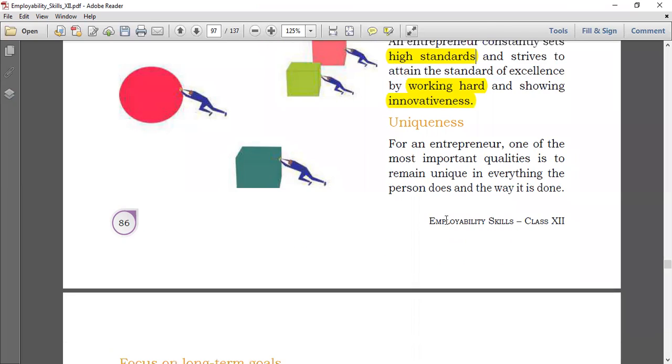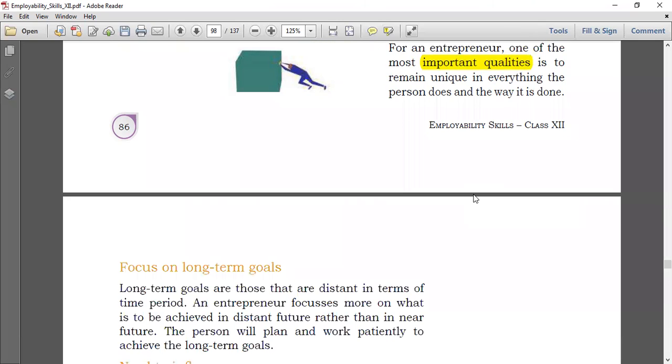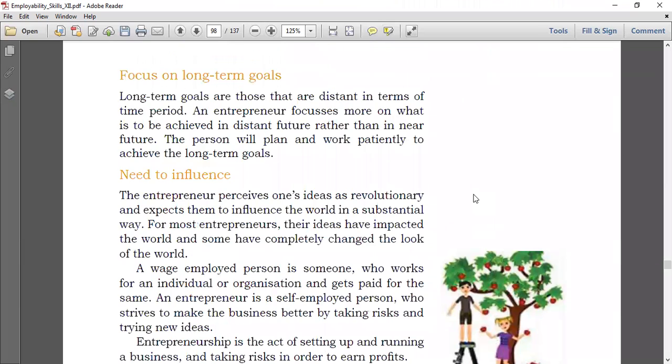Uniqueness should be there. One of the most important quality is to remain unique in everything, right? Because uniqueness से आपकी identification हो जाएगा, this product belongs to this person only, या this company only. Then focus on long term goals. Long term goals are again very important. लॉन्ग टर्म गोल्स मतलब आज से 5 साल 10 साल के बाद आप आपका बिजनेस कहाँ जाएगा. We should think over that also, and then we'll progress in the same way, right?